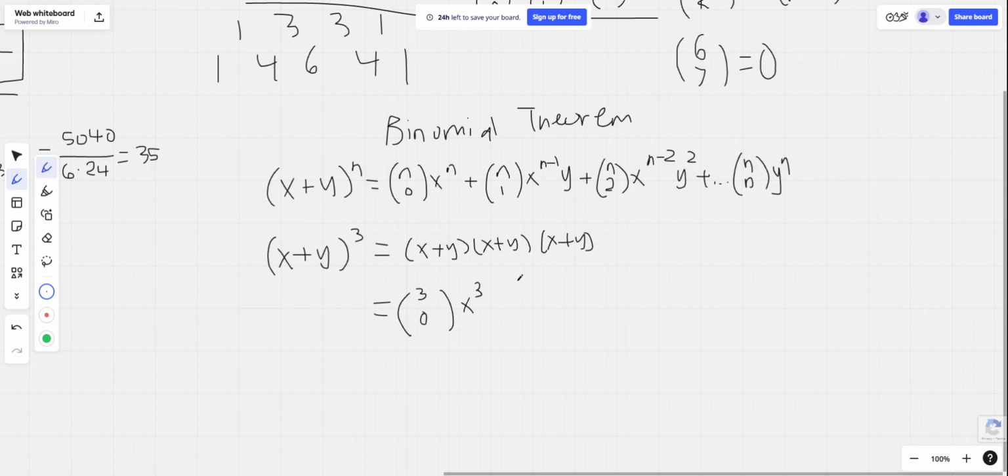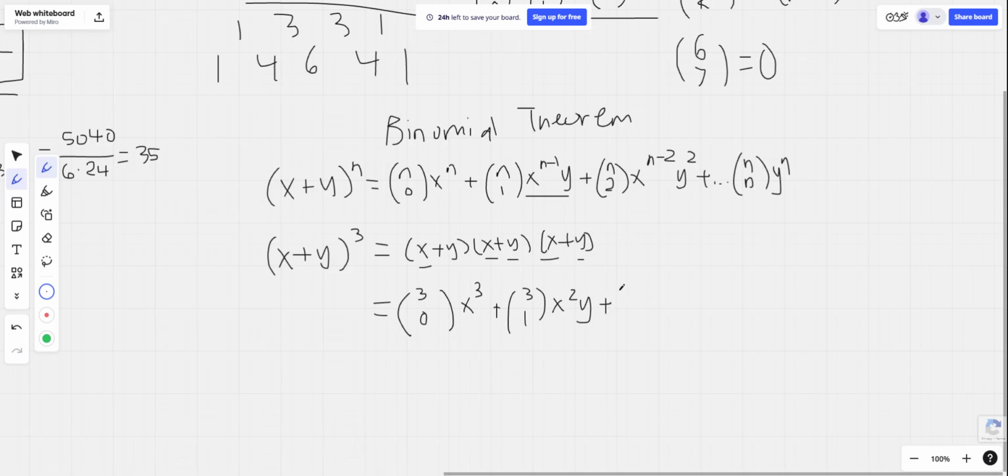I'll just replace the 3's with 0, the n's with 3's to show it more properly. Now, if you want this term, x to the n minus 1 times y, you have to choose exactly one y, or exactly n minus 1, or 2 x's in this case. So you could do x times x times y, you could do x times y times x, you could do y times x times x, and there are 3 choose 1 ways of picking one y out of 3 parentheses.